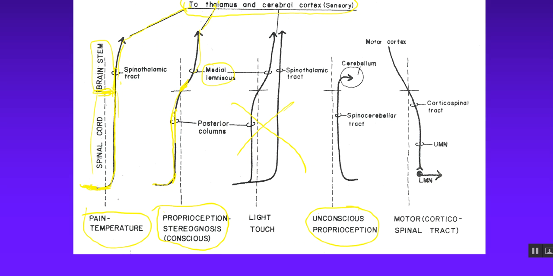Here's unconscious proprioception. Comes in one side of the body, stays on the same side of the body as the spinocerebellar tract, and then goes into the same side of the cerebellum. Ipsilateral. Doesn't cross over.